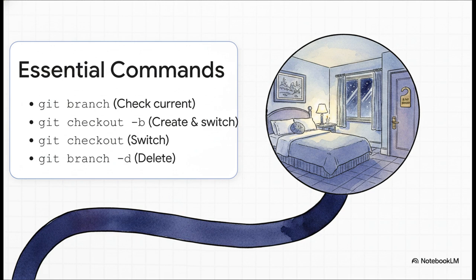And think of the git checkout -b command kind of like checking into a different hotel room. It magically switches your entire folder to a safe alternate timeline where you can experiment, break things, and just build freely. When you're all done, you can safely delete that room with git branch -d.